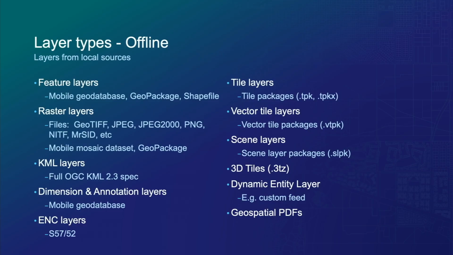And again, OGC geopackages can include raster information. We've got great support for KML layers. Those dimension and annotation specialty layers also work offline. And we support ENC layers when you're working offline. So your whole collection of ENC data sets that make up that nautical chart can be displayed in an offline app. As Rex mentioned, there are tile packages that you can download from a service as a TPK or TPKX.